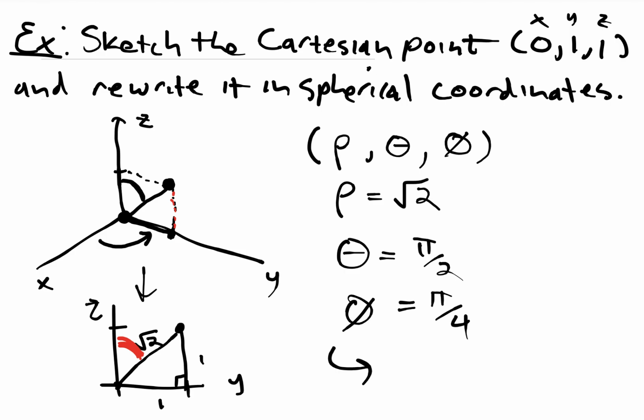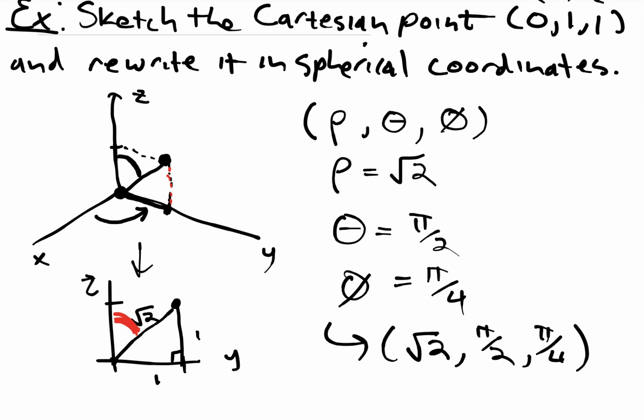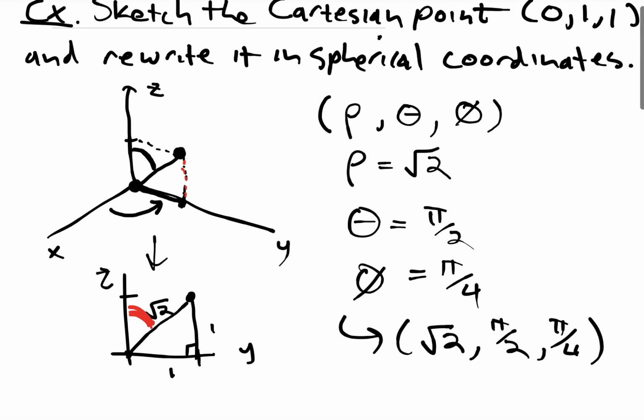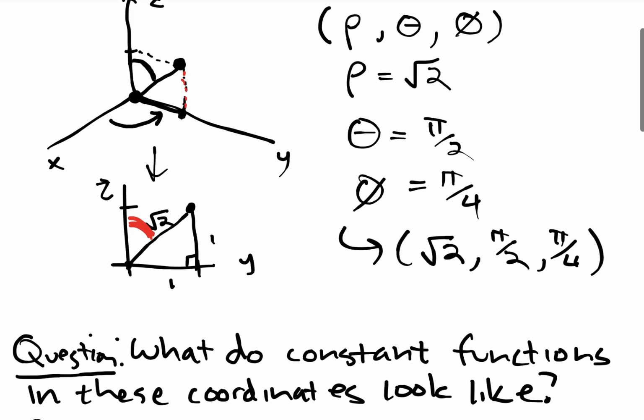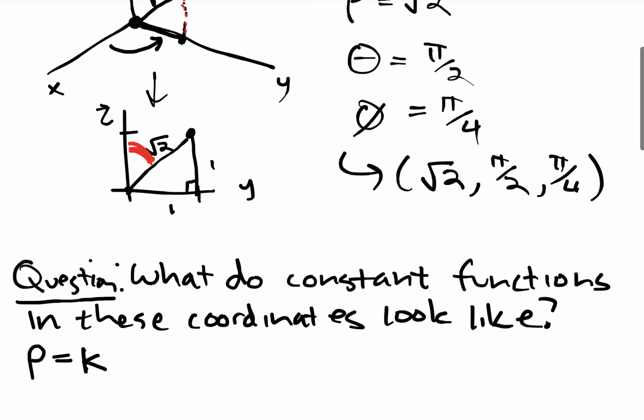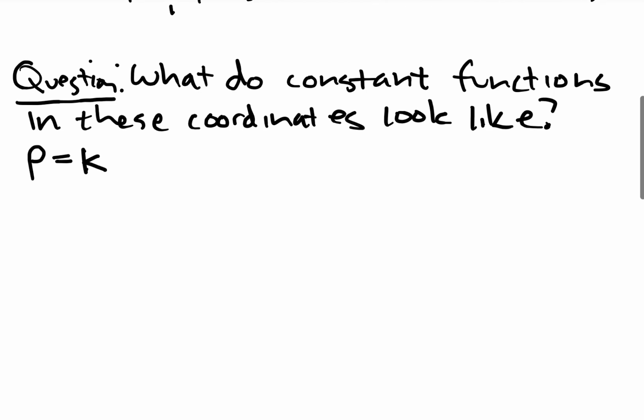Okay, so my spherical point, the order that we usually give things in math, is rho, theta, phi. That means that I want this to be root 2, pi over 2, and pi over 4. Okay? Now, with that out of the way, a question that I can ask: I've got this coordinate system here that I can do these points in.